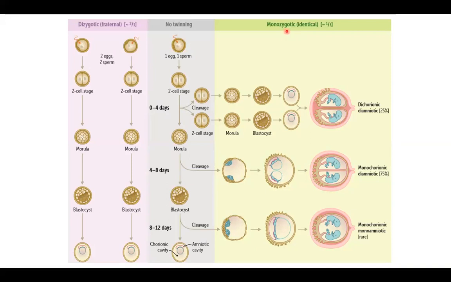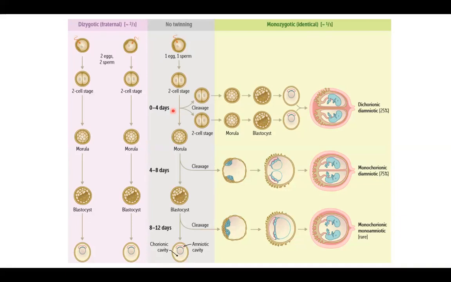Now let's go on to monozygotic identical ones. This can be broken down into three categories. What I want you to be really looking at over here is that the earlier that a twin or an egg divides, the more independent or the more separate the twins are going to be. Okay, so the earlier that they divide, the more separate or independent the twins are going to be.